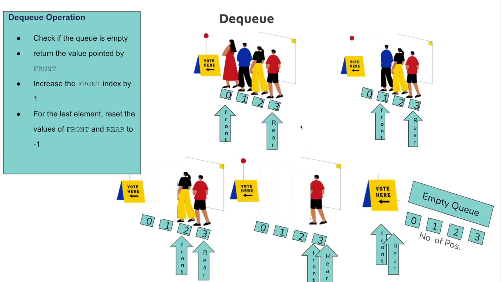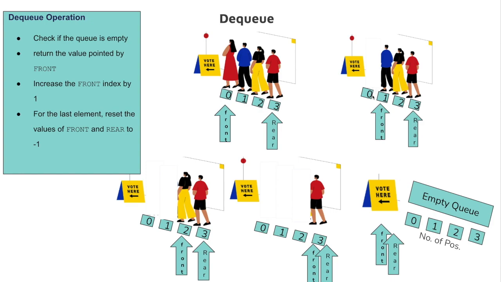Next we will discuss dequeue. Dequeue means removing elements from the array, or removing voters from this queue. So check if the queue is empty. If the queue is already empty, then we cannot remove anything. But here in this example, we have multiple users. So return the value pointed by front. We have to return these values. Value means one by one, users will get a chance to vote.